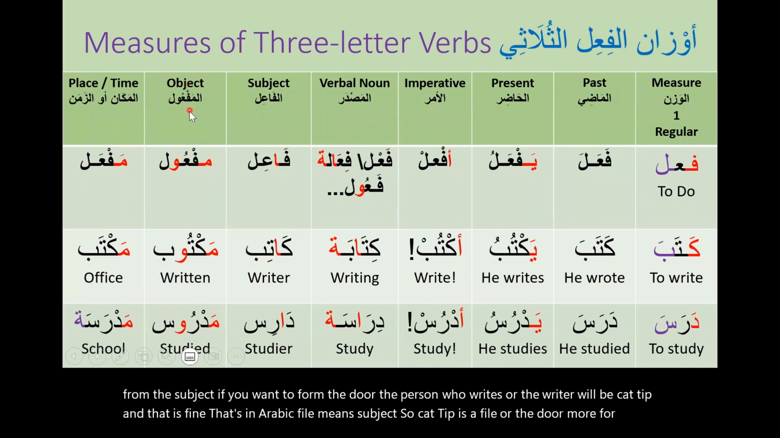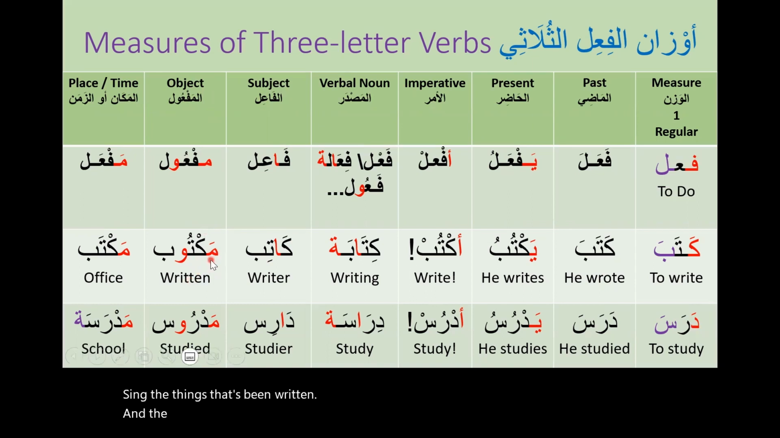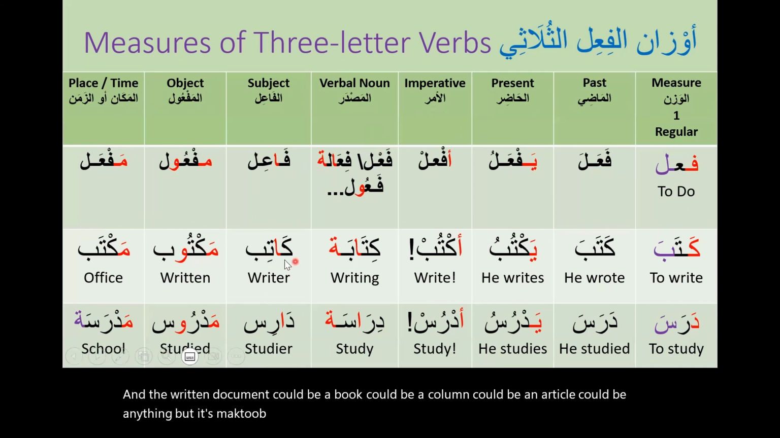Maf'ul, an object, is maf'ul in Arabic. And maf'ul here is maktub, the written, the thing that has been written. The written document could be a book, a column, an article, anything, but it's maktub, the written, as a result of this person doing the writing. And then we have maktab, office. Maktab could be a desk also, because it is the place of writing.